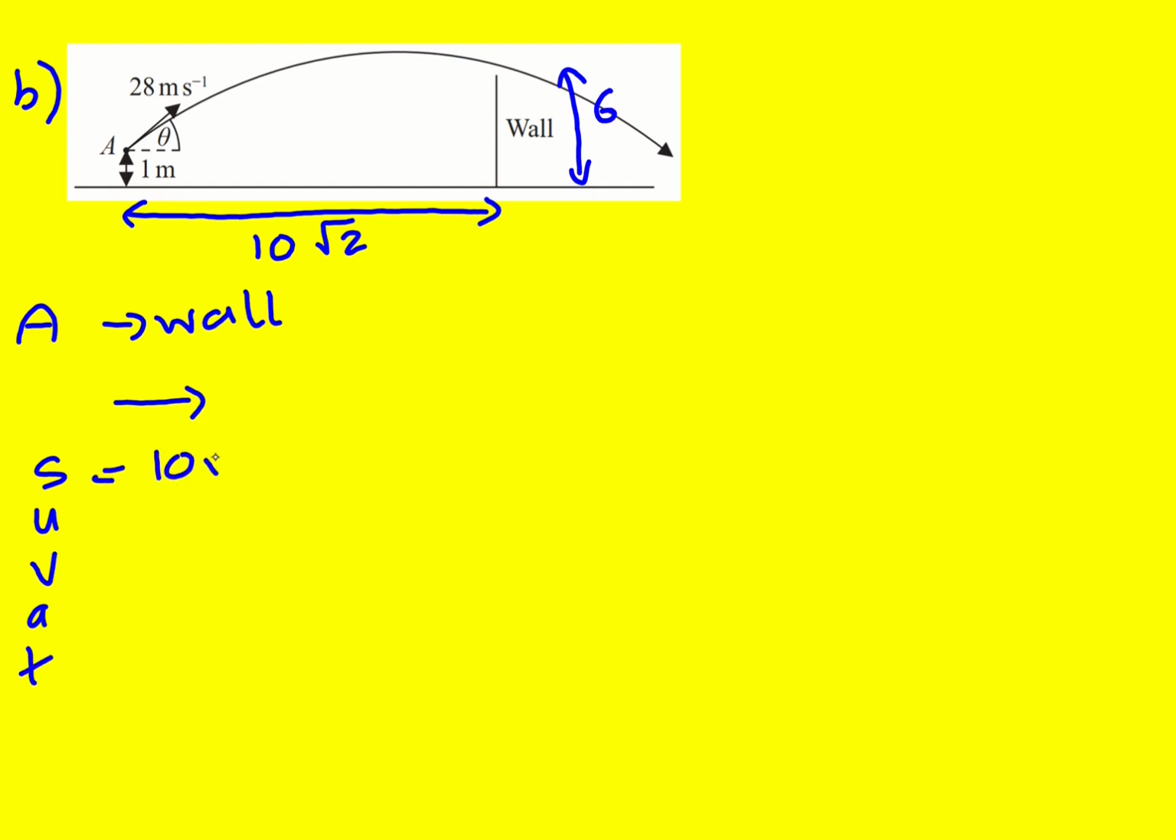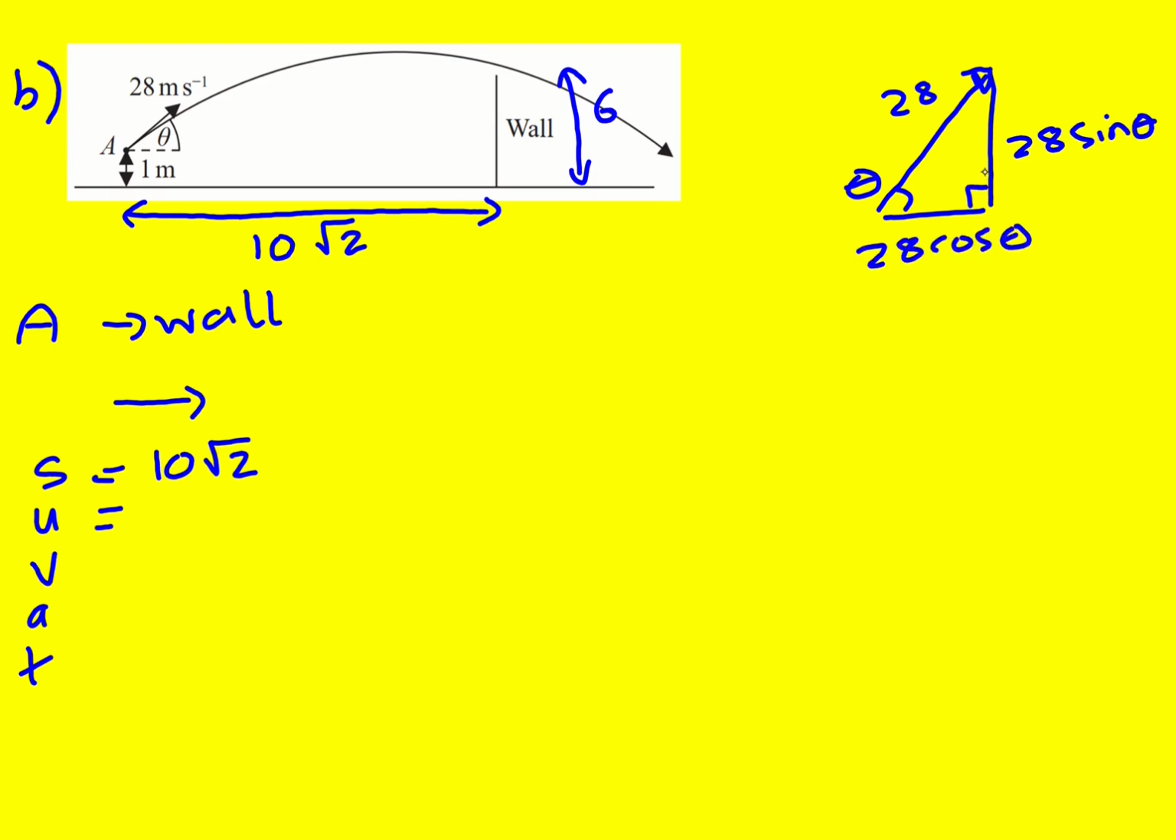We're traveling 10 root 2 meters. The initial velocity, we can resolve our 28 into its components. So over here we have 28 sine theta, and here 28 cos theta, and then we have a right angle. So u here is going to be the cos one. There's actually no acceleration horizontally because there's no force horizontally, so A is 0 and v remains as 28 cos theta.